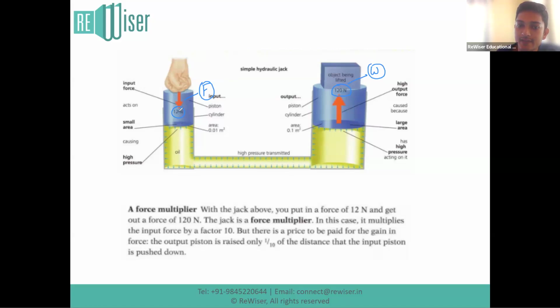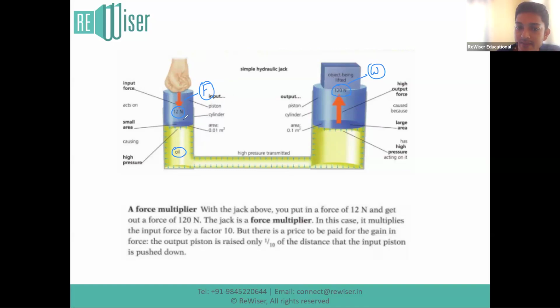A hydraulic lift has an entrance and an exit. The gap is filled with a liquid of a certain density, and in this case, it's oil. Here at the entrance, you have an input force acting through a piston. And here's an output force, again through another piston, which is being used to lift the heavier object.